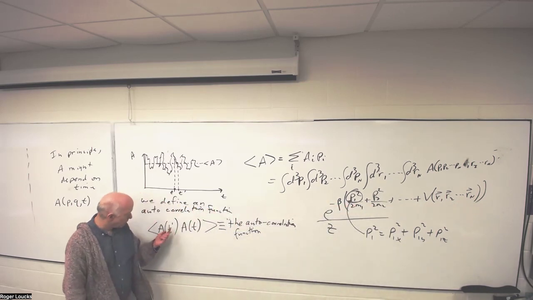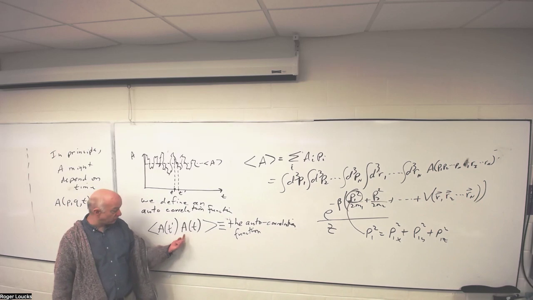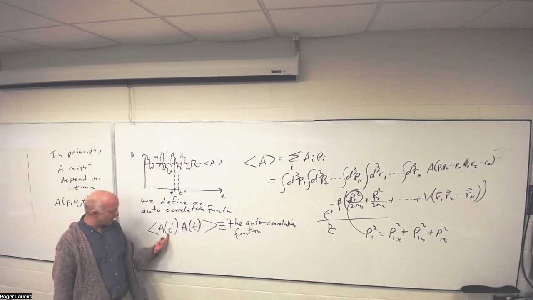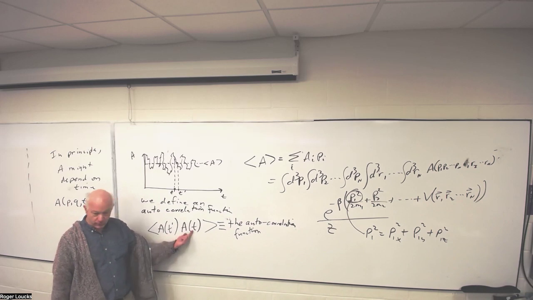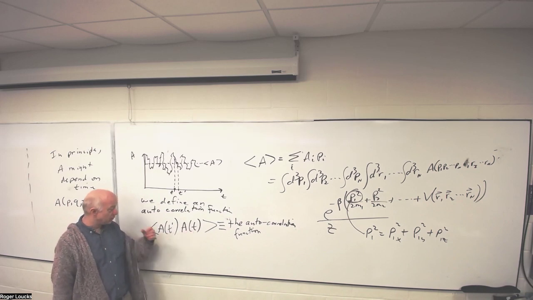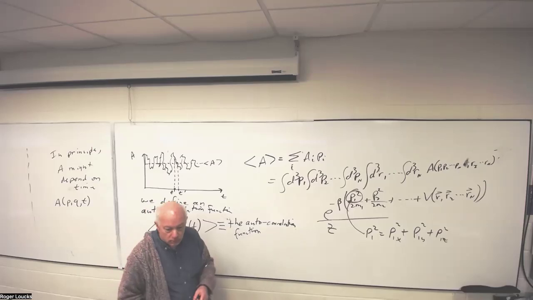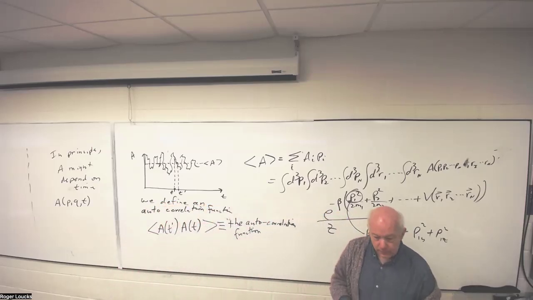So in other words, if t prime equals t, then it's just going to be the quantity squared. And what we're going to find is that if t prime is a lot further away from t, it just ends up being a product of averages, basically the average quantity squared. Okay.